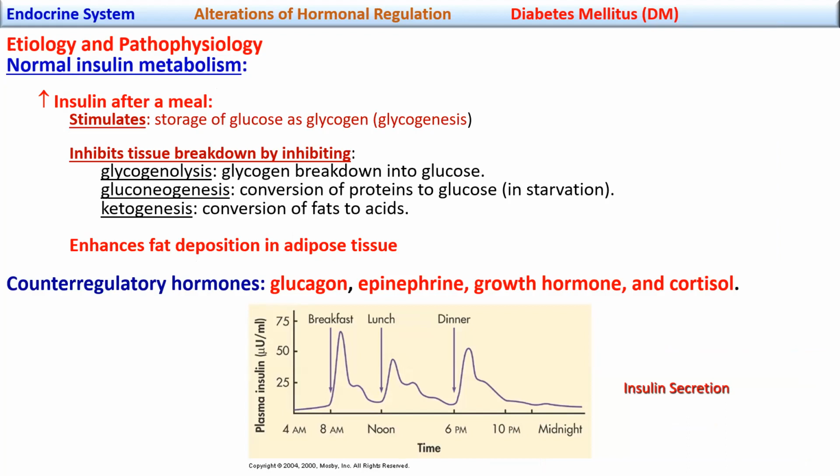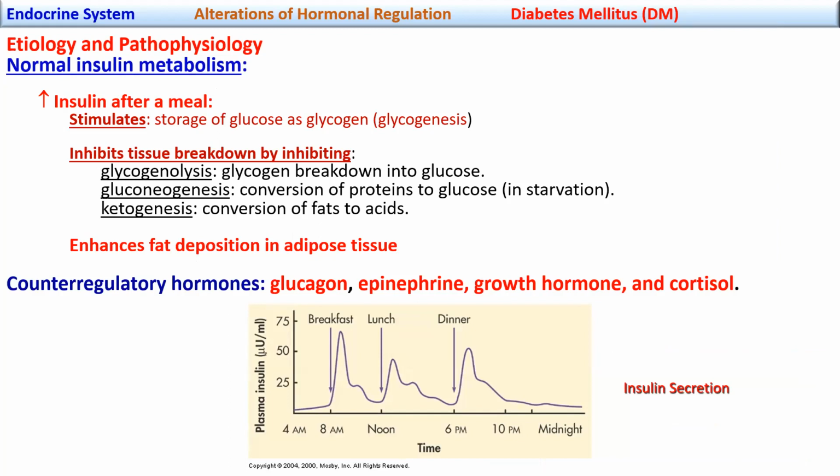Now, normal insulin metabolism. The increased insulin after a meal stimulates the storage of glucose as glycogen, which is called glycogenesis. So that will increase protein and lipid, or fat, synthesis.